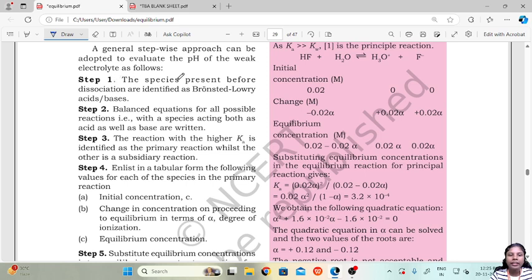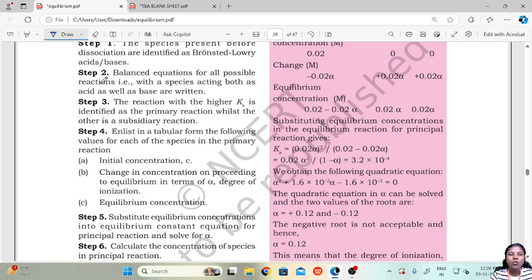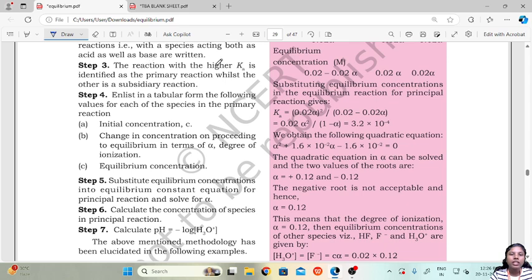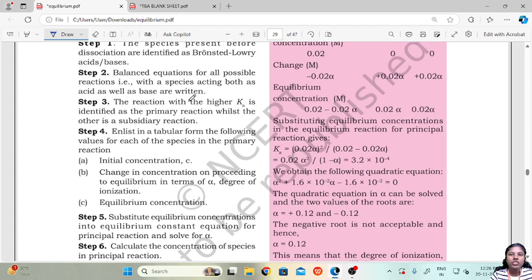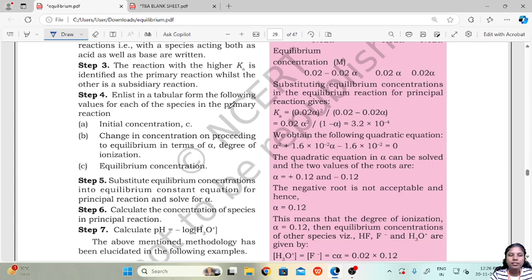First, identify the species that is present before dissociation as the Bronsted-Lowry acid or base. Second, write the balanced equations for all possible reactions. You have to write them down and balance them completely. Then, the reaction with the higher Ka is identified as the primary reaction, that is the major reaction, while the other is the subsidiary, that is the secondary reaction.